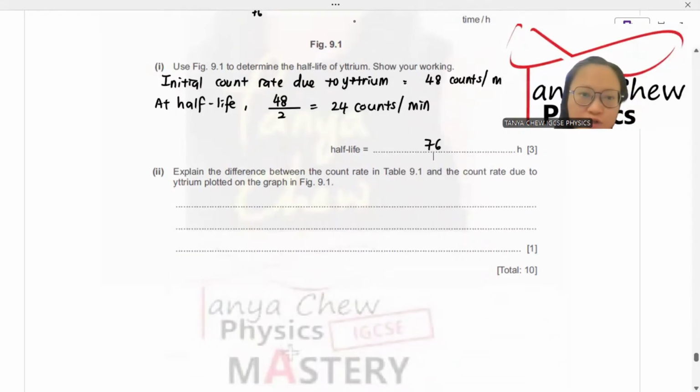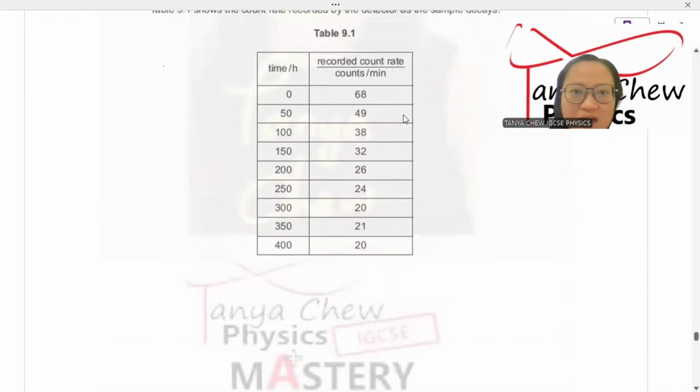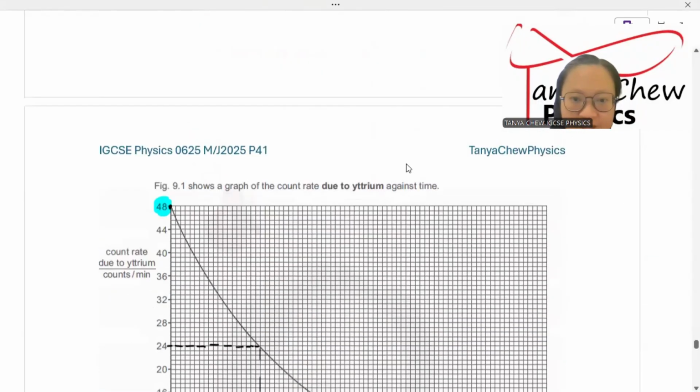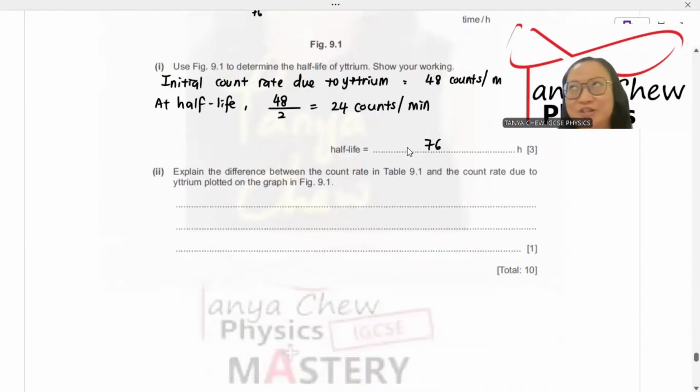count rate due to the yttrium plotted on graph 9.1. You could see that the count rate when time equal to 0, table 9.1, the count rate is 68. There's only one reason. It is due to background radiation. Background radiation is a stray radiation. Our detectors are not selective. So the detectors would detect any radioactive decay nearby.